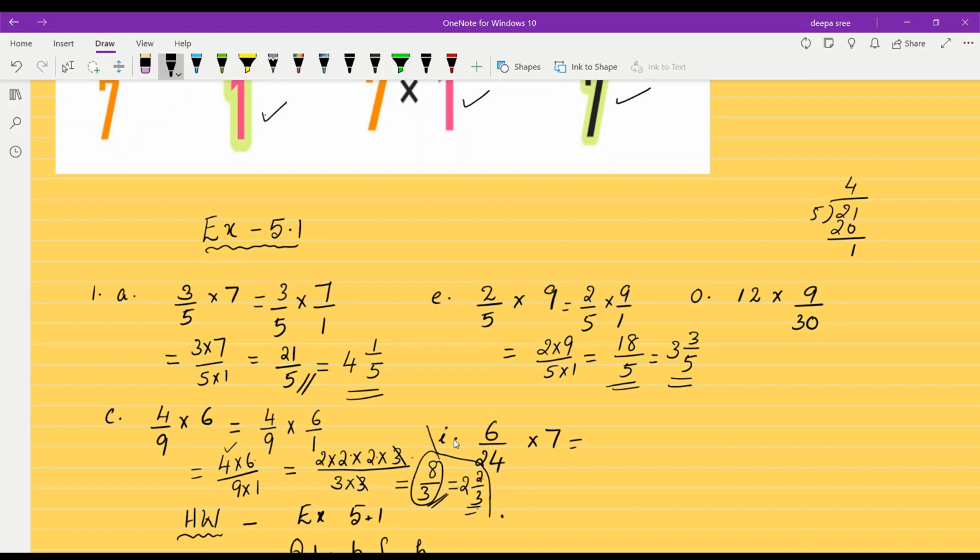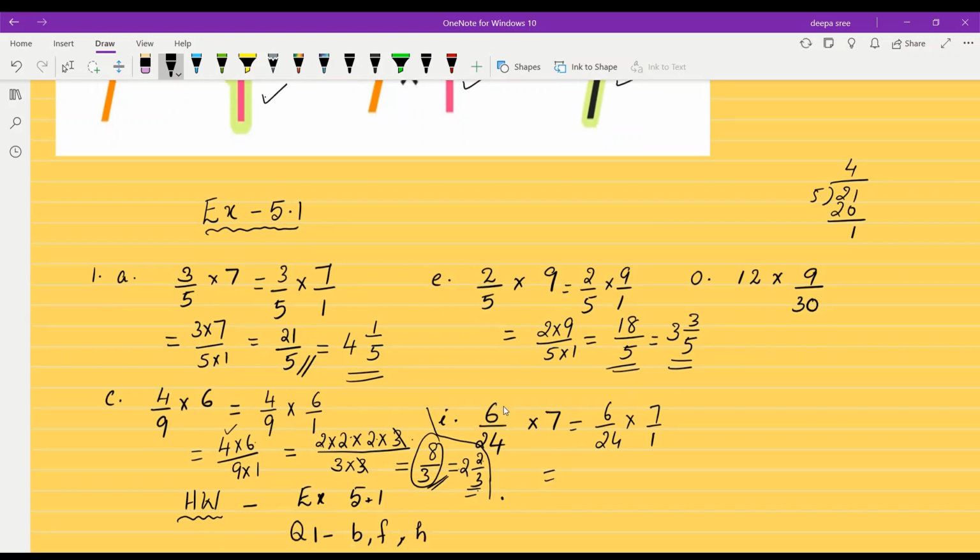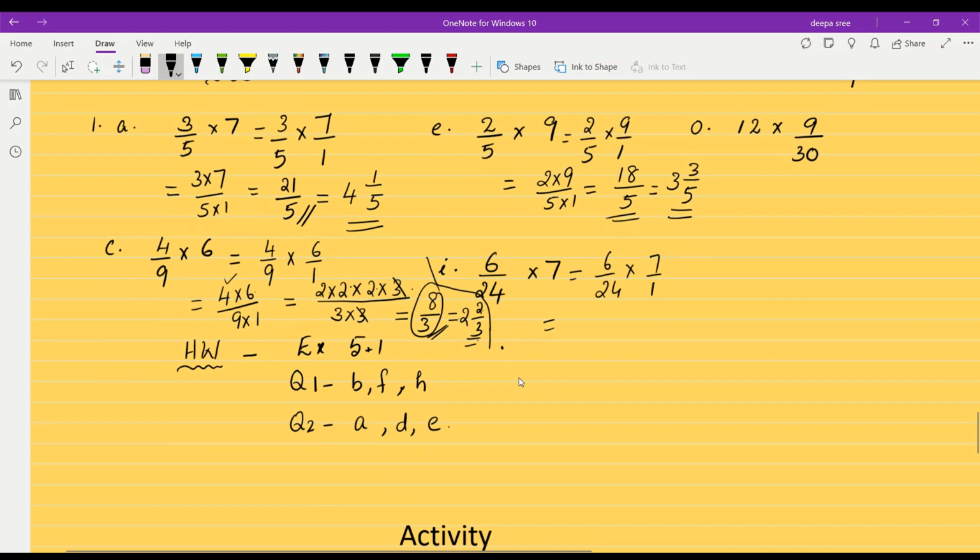The question is 6 by 24 into 7 by 1. So we can write it as 6 into 7 divided by 24 into 1. So 6 into 7, again because 6 and 24 common factors are there. So we can write 6 as 2 into 3. 7 we cannot write, only 7 is a prime number, so write as it is.